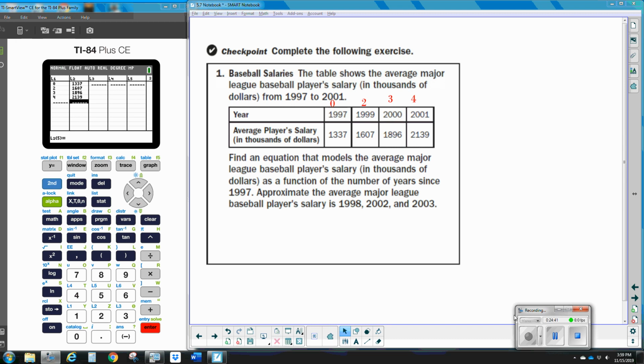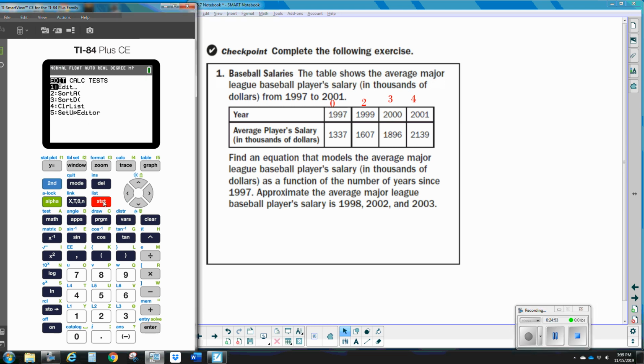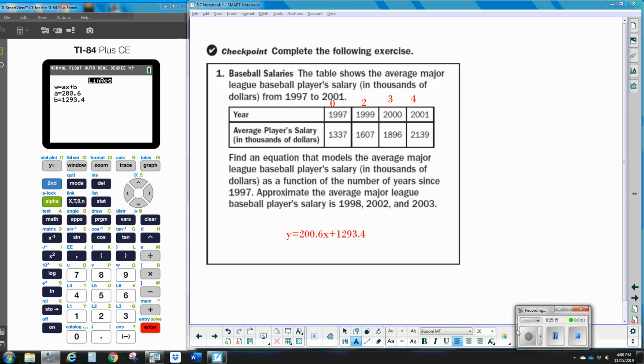My first step is to enter this data into my calculator, into my list. Then I'm going to get my linear regression equation. So I'm going to go to Stat, Calc. Number 4 is linear regression. And I'm going to store it in my y equals 1. So vars, y vars, function, y equals 1. And then I'm going to actually calculate this. So here's my actual equation.